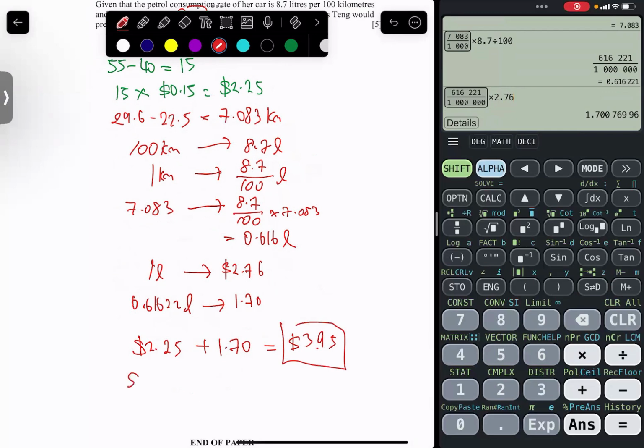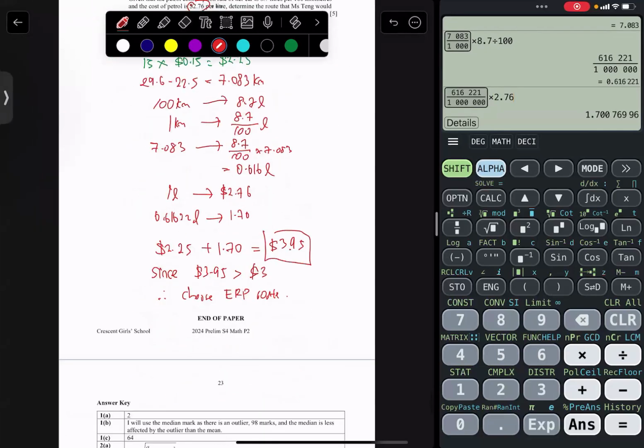Okay, since $3.95 is greater than $3, therefore choose the ERP route. Okay, that's it.